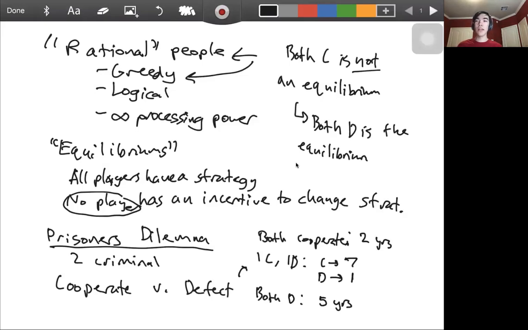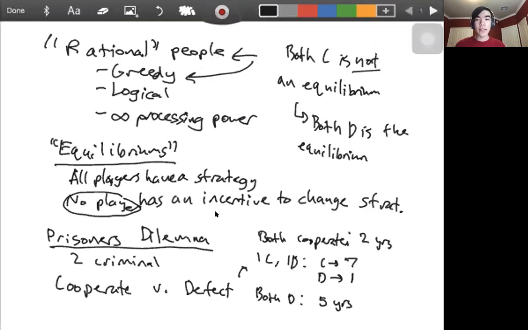Once you both defect, any change will immediately make it worse for the player. And it just seems so irritating to me, or probably to you guys as well, because obviously cooperating is better for both of them, and yet the equilibrium is the exact opposite, which is both defecting. So you should keep in mind that equilibriums are not always what the best outcome is, but just what it is. No one has incentive to change.